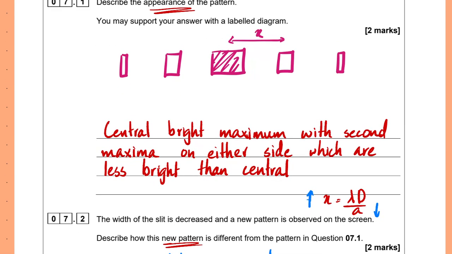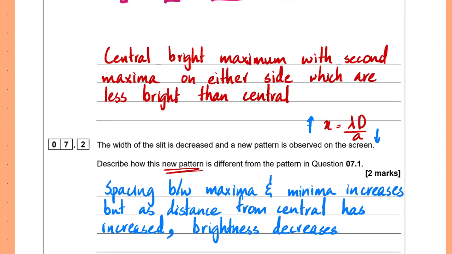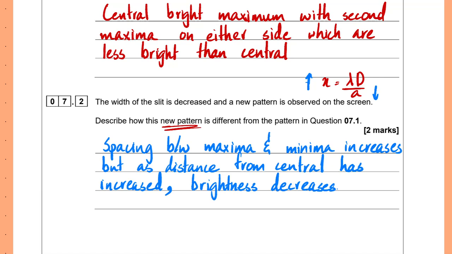The width of the slit is decreased and a new pattern is observed on the screen. Describe how this new pattern is different. So I know that if the slit width is decreased, the fringe width or the fringe spacing goes up. So the bright maxima would now be further apart, and because they're also further apart from the central one, their brightness would also decrease. And I totally forgot to write this: I now realized that you would also say that their widths are broader. Right, so the central one is the thinnest one, and now they broaden, even as compared to how they were before.